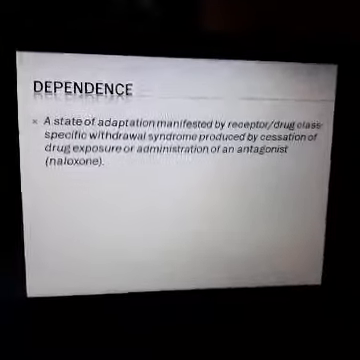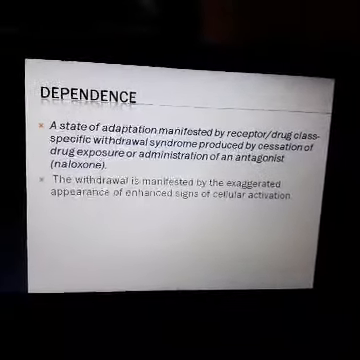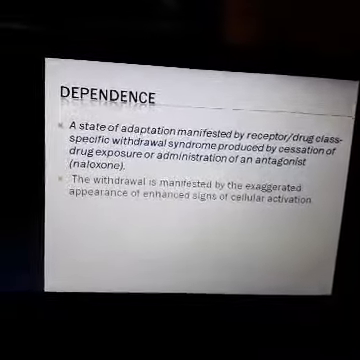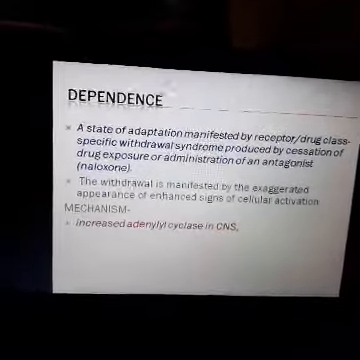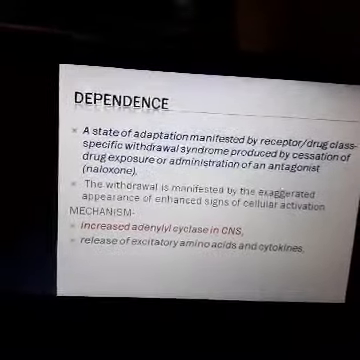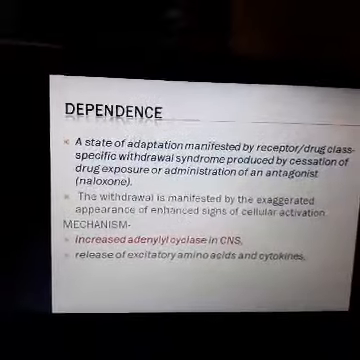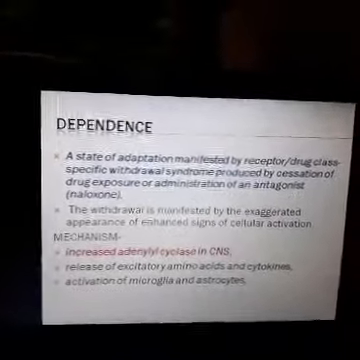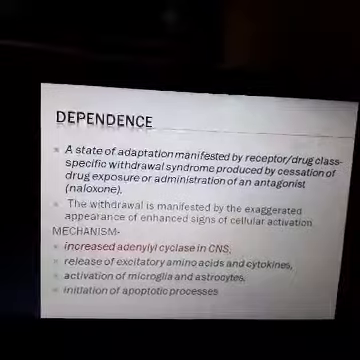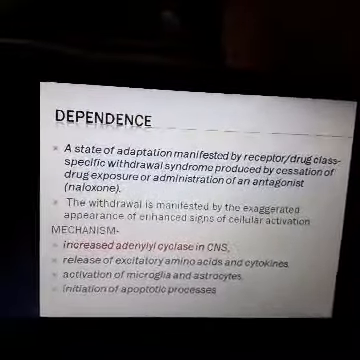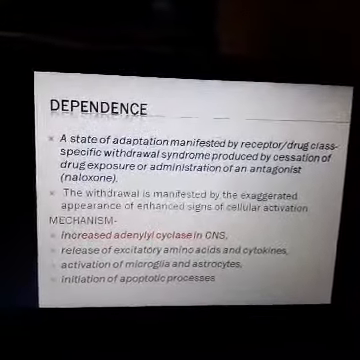Here we can give naloxone. So withdrawal is manifested by accelerated appearance of an enhanced sign of cellular activation. So what are the mechanisms? Increased adenylyl cyclase activation in the CNS, release of excitatory amino acids and cytokines, activation of the microglia and astrocytes, and initiation of the apoptosis process. So these are the four mechanisms by which dependence due to morphine is caused.